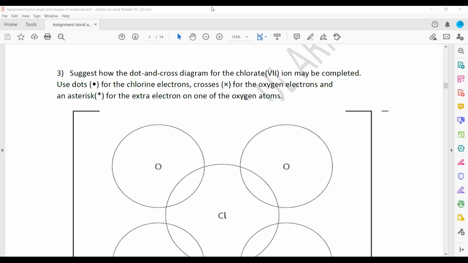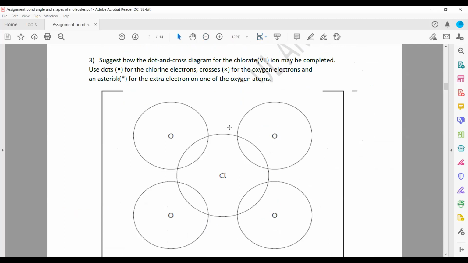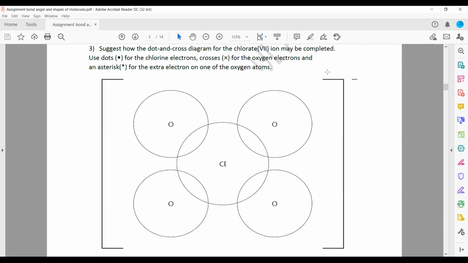Another question asks for the dot and cross diagram for the chlorate(VII) ion. Basically, what is the meaning of chlorate(VII)? It means the oxidation number of chlorine is +7. Each oxygen is -2, so 4 oxygens will be -8, and chlorine is +7. So the net charge on the chlorate ion is -1. That's why you can see a net charge of -1.